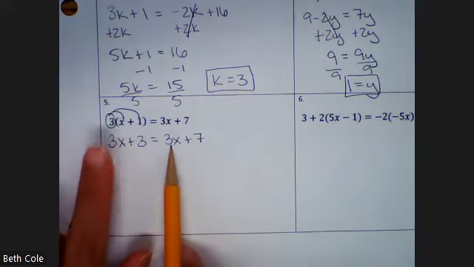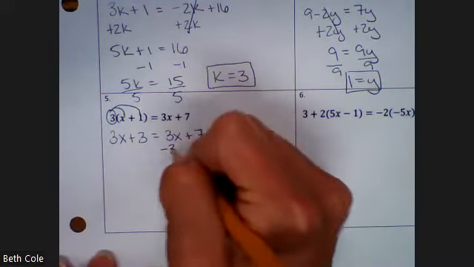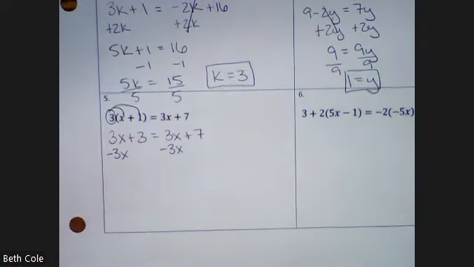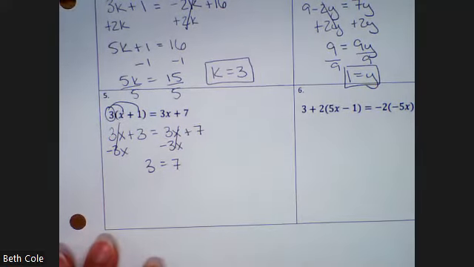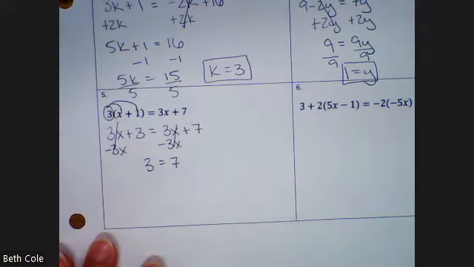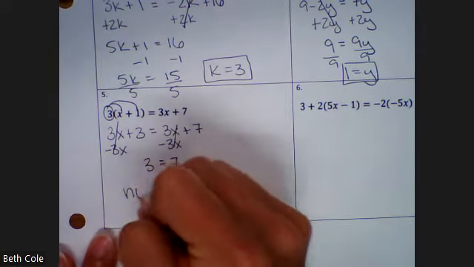Now you have 3x on both sides. So if you try to get those together, like if you try to subtract this 3x, what's going to happen? Yeah, you get 3 equals 7, and last time I checked, 3 does not equal 7. So that one is no solution.